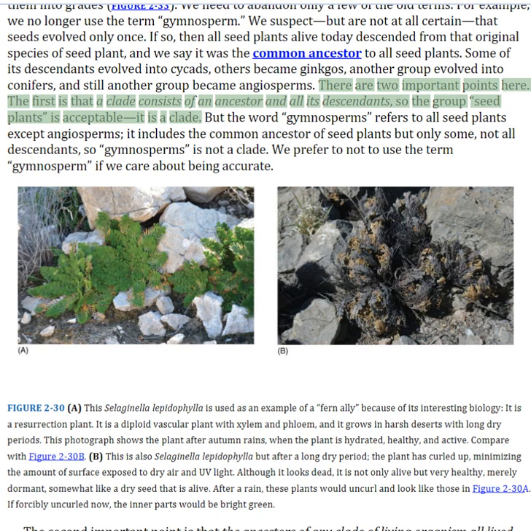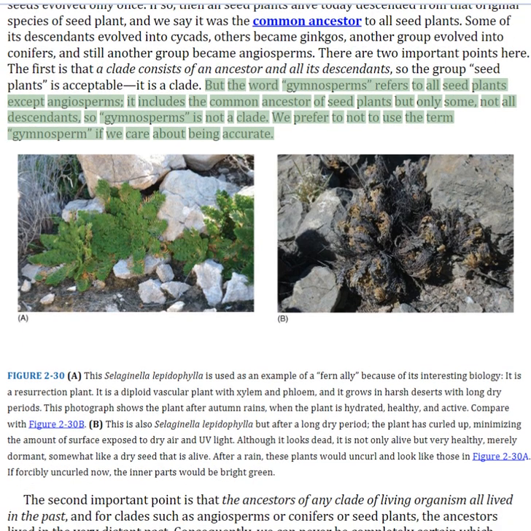The first is that a clade consists of an ancestor and all its descendants, so the group, seed plants, is acceptable, it is a clade. But the word gymnosperms refers to all seed plants except angiosperms. It includes the common ancestor of seed plants but only some, not all descendants, so gymnosperms is not a clade. We prefer not to use the term gymnosperm if we care about being accurate.